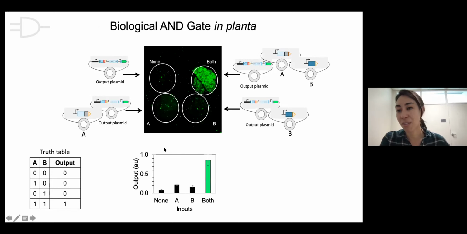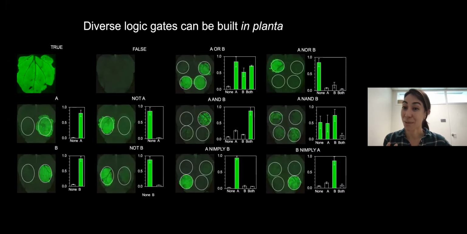Down here is the quantified fluorescence of these leaves. And what I want you to notice is that in the cases where gene expression should be off to implement the correct logic, the bars are colored black. And in the places where we should see expression, they're colored green. I'm telling you this because on the next slide, I'm going to show a bunch of logic gates, and I want you to be able to quickly look to see whether or not these logic gates are functioning as expected. So, right, we can build not just AND gates, but a number of different logic gates in plants, or at least in the Nicotiana leaves.